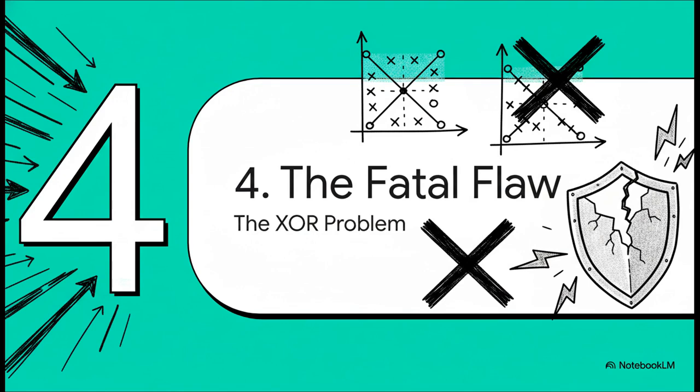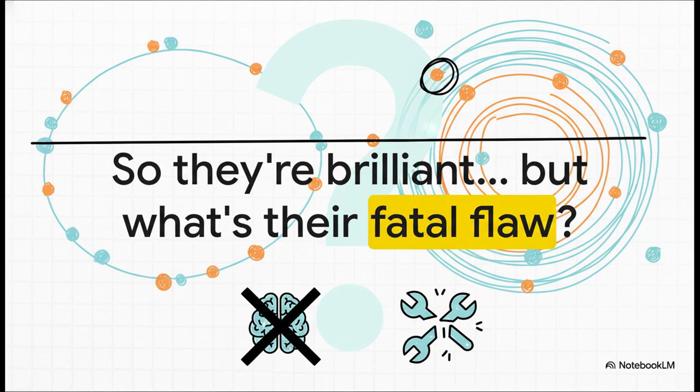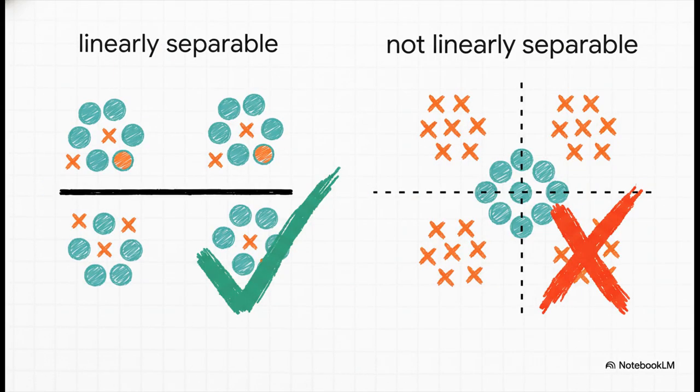But every hero has an Achilles heel, right? And the linear classifier is no different. So what is it? What's the fatal flaw? What's the one kind of problem where this super powerful, super simple tool just completely breaks down? The answer is hiding in plain sight, right in its name. A linear classifier can only work if the data is linearly separable. And that's just a fancy way of saying you have to be able to draw one single straight line to perfectly split the two groups. If you can't do that, it's game over.